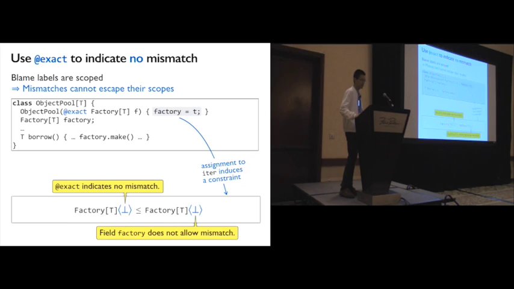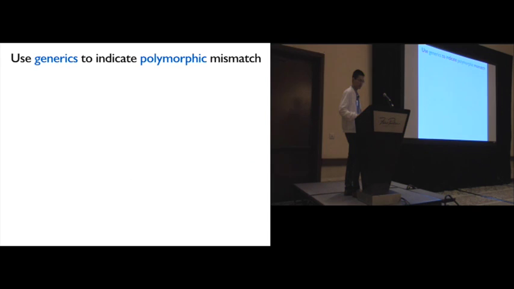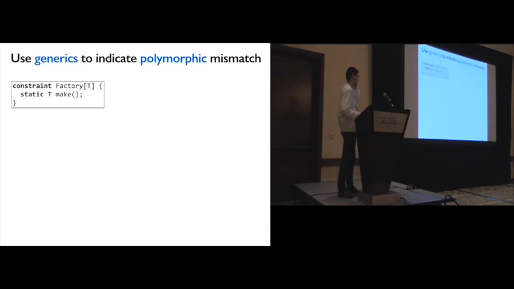The Java-style annotation exec can be used to indicate that exception mismatch is not allowed. But disallowing exception mismatch would be too restrictive in this case. In fact, a Genus programmer can use constraint generics to indicate that exception mismatch is polymorphic with respect to the constraint. To do this, we define factory as a constraint.